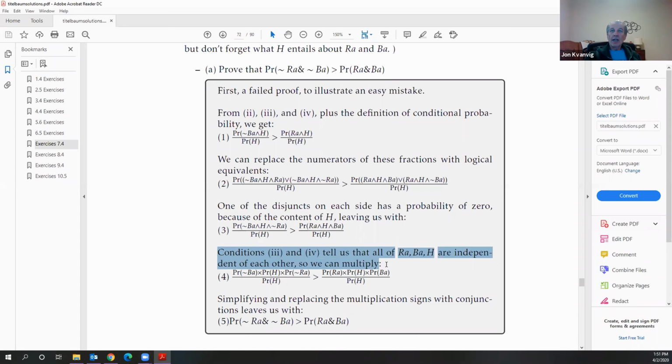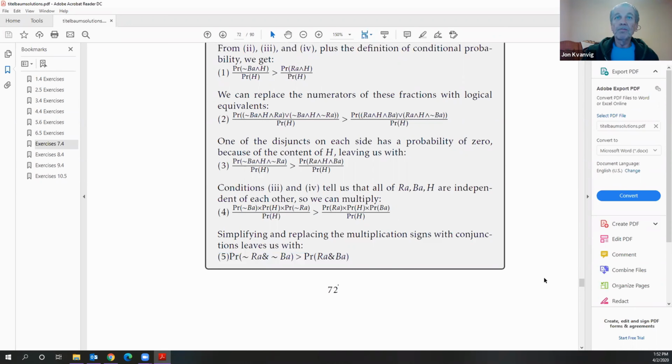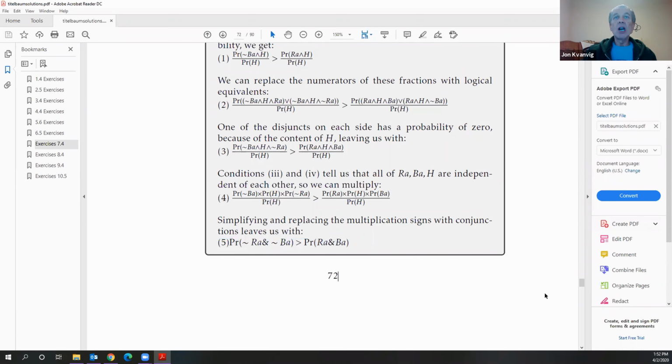Conditions 3 and 4, I said, tell us that RA, BA, and H are independent of each other. So you can take the formula we had at line 3 and just replace the conjunction sign with multiplication for each of the probabilities of the conjuncts. And then you get 4, and then simplify and replace the multiplication signs with conjunctions again, and we get what we were supposed to prove. All right, the mistake is moving from line 3 to line 4.